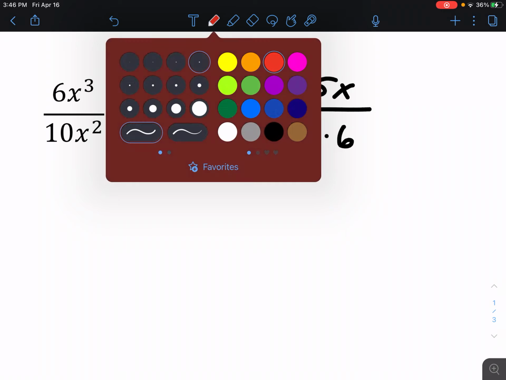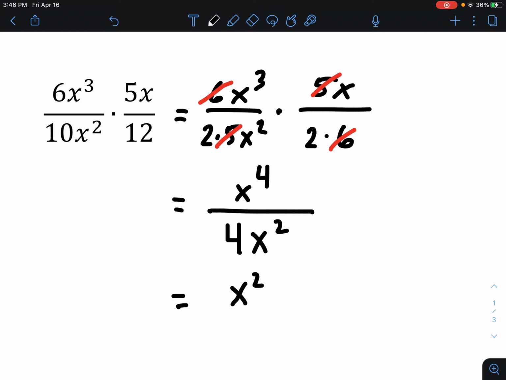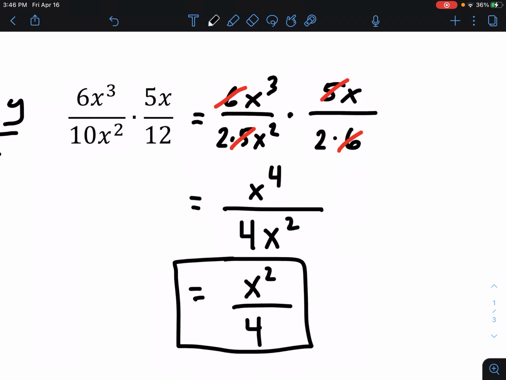So we're going to eliminate, I'll change colors again, I like that, the 6 and 5, so then we're left with x to the third and x on the numerator. When we multiply those two, that becomes x to the fourth. In the denominator, we have 2 times 2 is 4, and then we have x squared. Then if we apply the exponent rule, the division rule, we subtract, and we subtract where the bigger exponent is. So 4 minus 2 is 2, so this is x squared up here, over 4. There we go. That wasn't too bad.